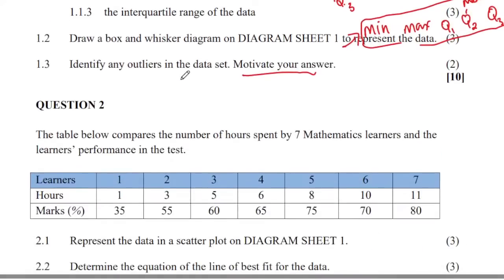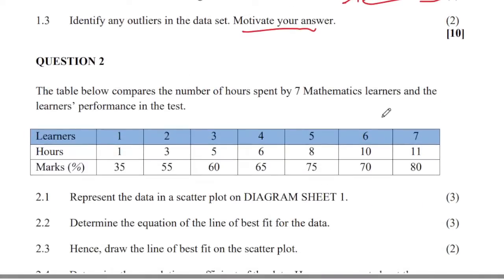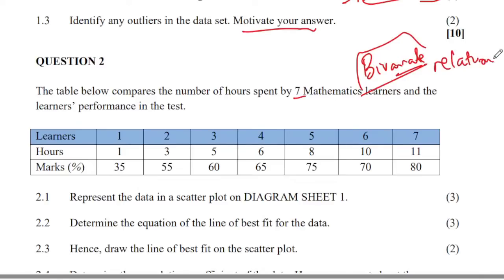Then question number 2, which is also statistics. This deals with what we call bivariate data, the 2 variables. The table shows the number of hours spent by learners and the marks, how many hours you spend in preparation. So in other words, with this kind of data, they're looking for a relationship between the data. Is the data related? That's what we call correlation, okay?